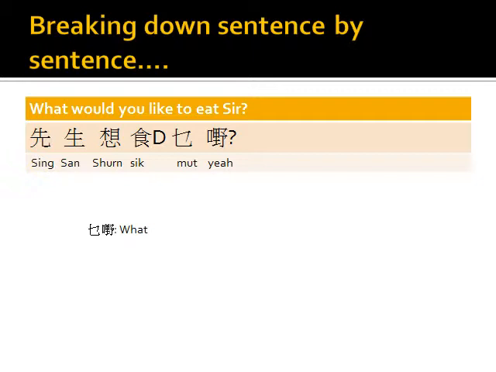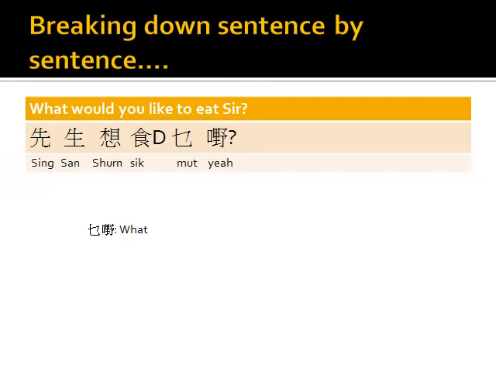So the first four kanji when put together, xin san seung sik, when combined, would be Mister, what would you like to eat? Right? What would you like to eat? However, this sentence is incomplete because you need to add something in the end. And the last three kanjis is what we meant by something.